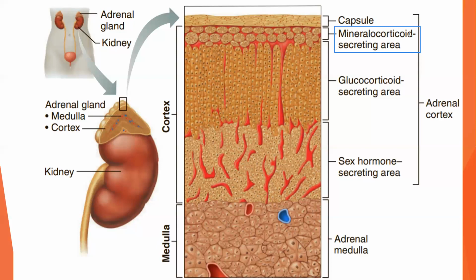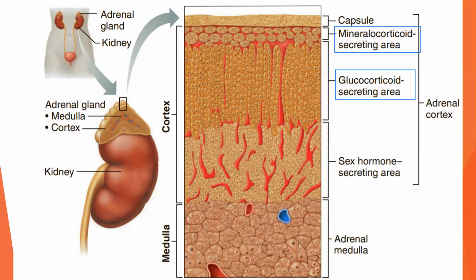Let's move on to the next one. Your adrenal cortex is also producing a hormone called glucocorticoids. It is being created in this glucocorticoid secreting area. Can somebody from the group discuss what is the major action of your glucocorticoid? Very good. Your glucocorticoid increases your blood glucose levels.